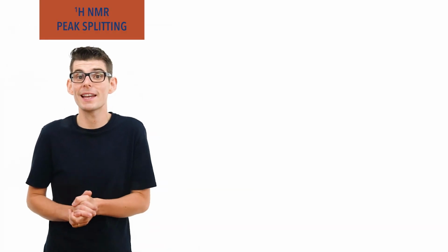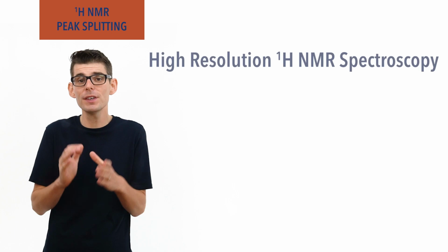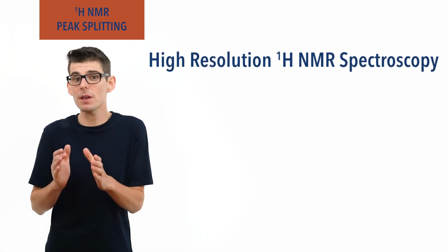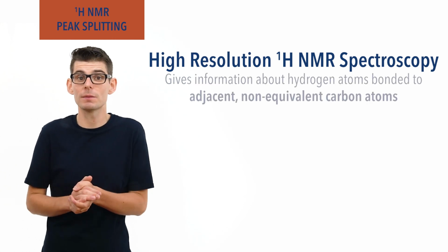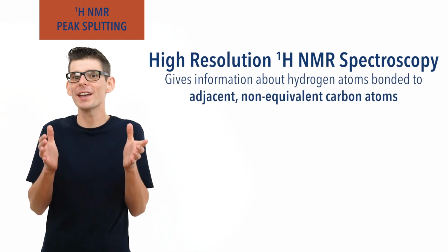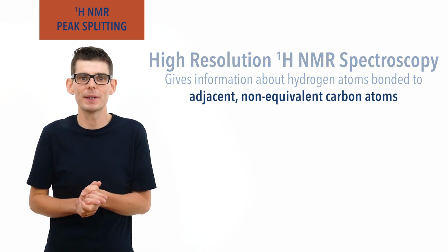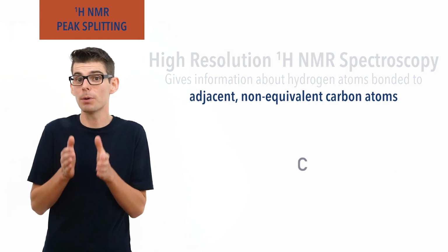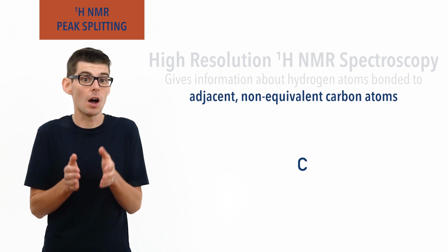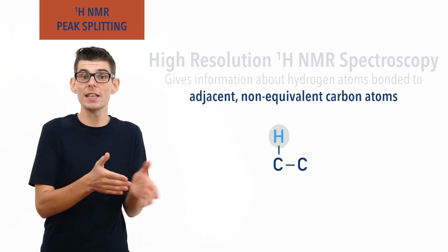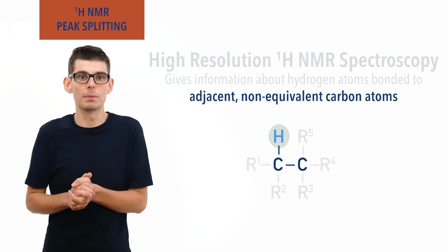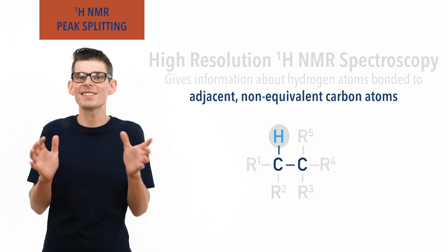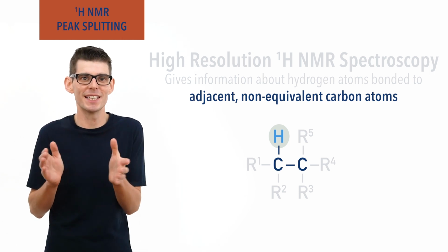Recap done? Let's go! High-resolution proton NMR spectroscopy can give very useful information about the number of hydrogen atoms bonded to adjacent, non-equivalent carbon atoms in a molecule. By adjacent, non-equivalent carbon atoms, we mean carbon atoms that are bonded to the same carbon atom a hydrogen atom is bonded to, adjacent, that aren't bonded to the same atoms or group as that carbon, non-equivalent. It sounds a lot more confusing than it is.